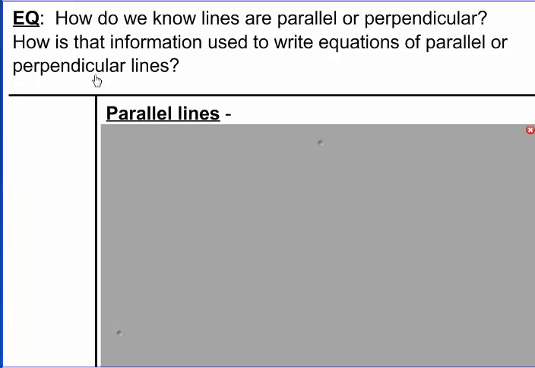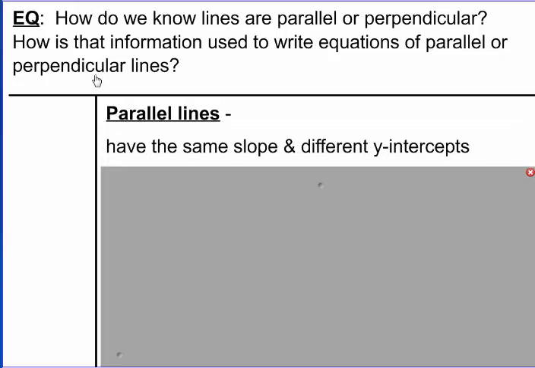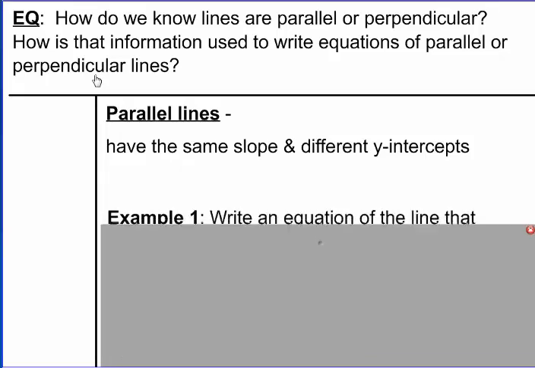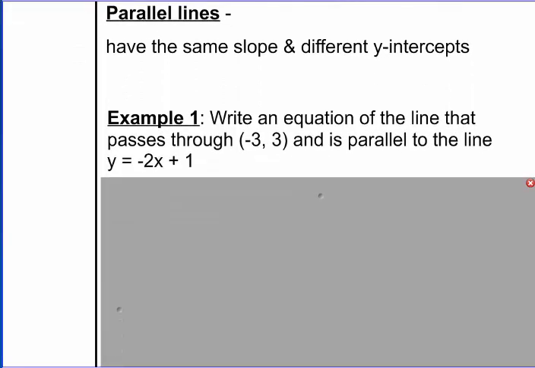So starting with parallel lines. Remember, there were two things that needed to be true for lines to be parallel, and we're going to use those ideas to help us write the equations. So hopefully you remember that you need to have the same slope and different y-intercepts. So to make lines parallel, the slopes have to be the same, but the y-intercepts have to be different. So let's take a look at an example. We are going to write an equation of the line that passes through the point (-3, 3) and is parallel to the line y = -2x + 1.